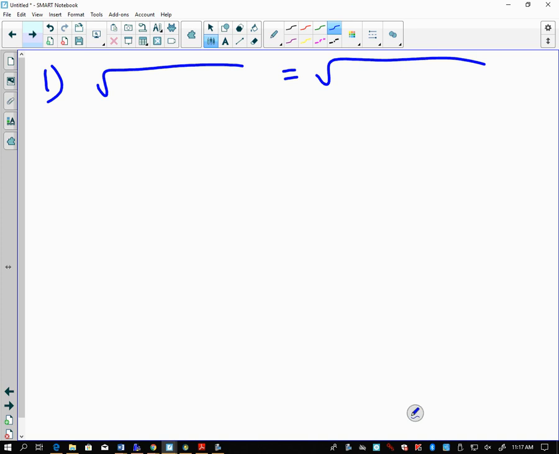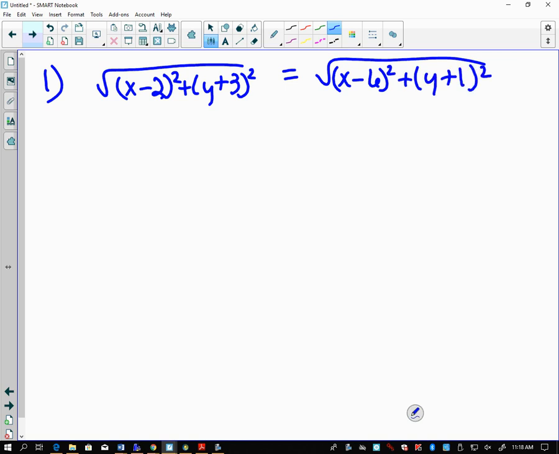No? Okay, so our coordinates, we've got x minus 2 squared plus y plus 3 squared. Does everybody understand how I got that? Okay. And the next one, we got x minus 6 squared plus y plus 1 squared. Everybody understands how we got that? Do we know why some things are negative and some things are positive? Okay, if it's a negative, it becomes positive.